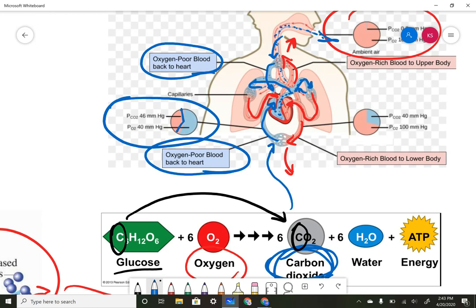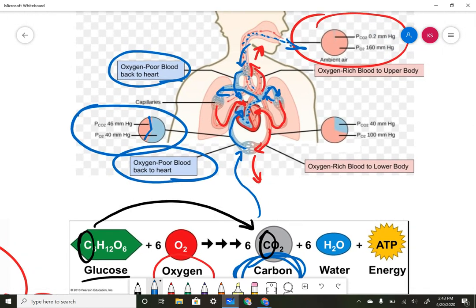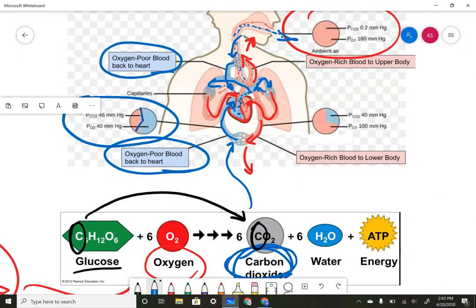So that's the big picture and the story of how your body gets oxygen, loads it into your red blood cells and delivers it to your cells, and then also how you get rid of that carbon dioxide waste product.